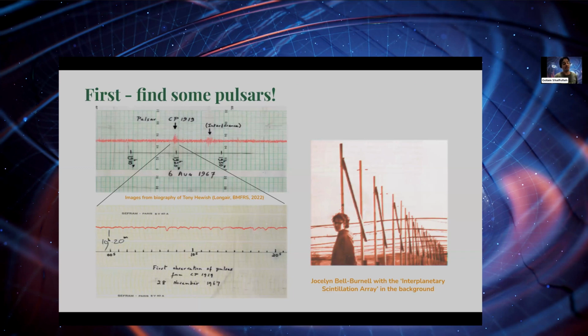Of course, the first thing you need to build a PTA is to find a bunch of good pulsars in the sky. On this slide, I've just plotted out the very first discovery. Jocelyn Bell standing in front of the giant interplanetary scintillation array at the Mullard Observatory.